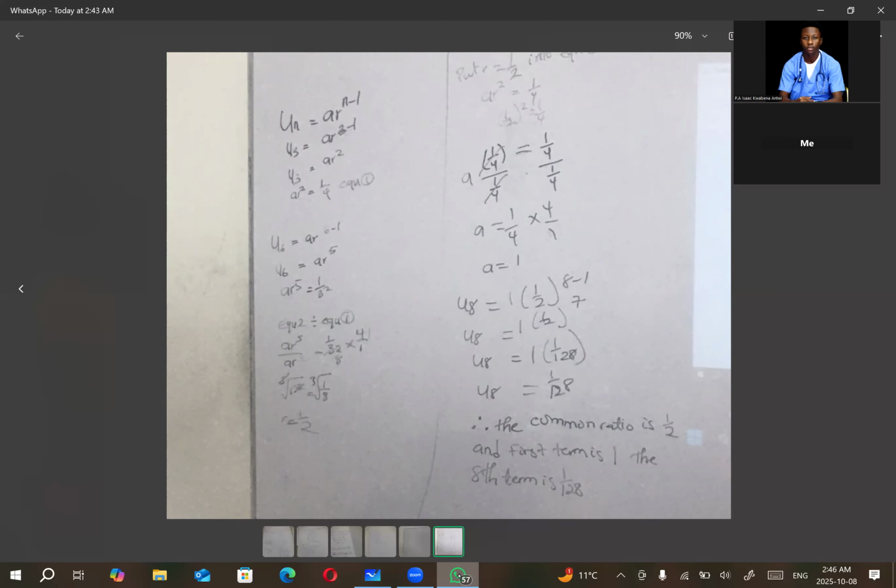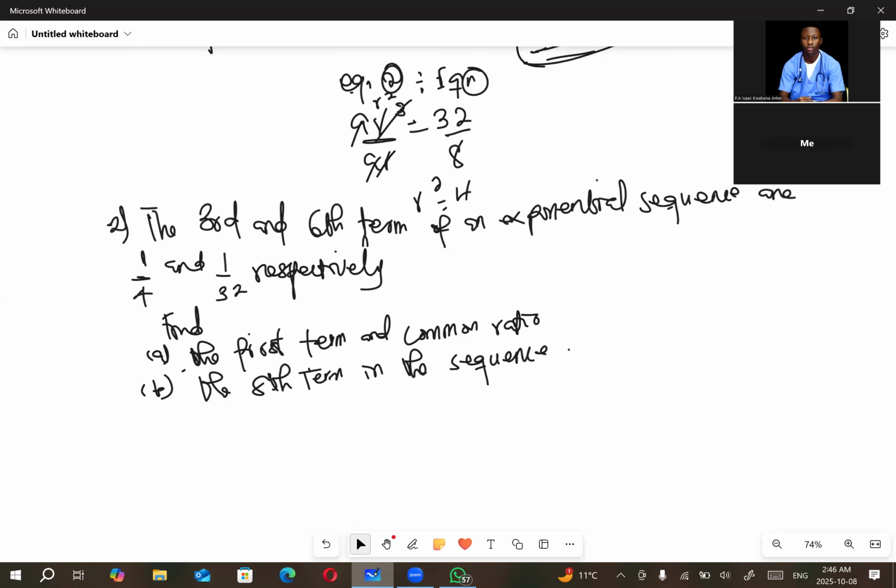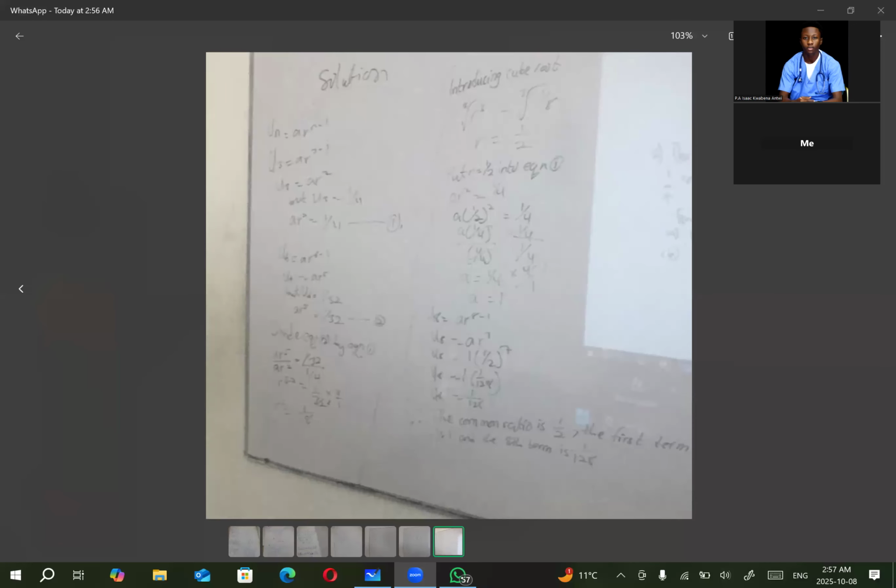Equation 2 is 1 over 32. You just jump a step and then continue like that. And you want me to buy this? Do it again and send it to me now. All right, sir. I'm not buying the solution. All right, I'm only interested in that part.